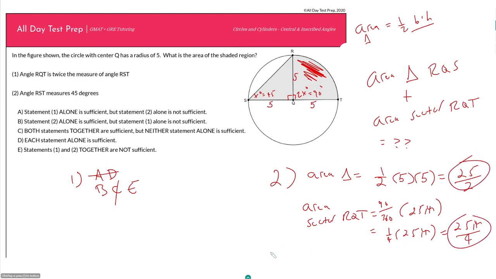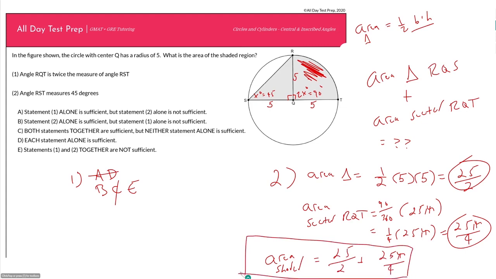So the area of our shaded region is the sum of those two things. 25 over 2 plus 25 pi over 4. I have no idea what that is, nor do I care. I know it is equal to something. And so statement 2, by itself, despite the fact that statement 1 really told us absolutely nothing, statement 2 ended up being sufficient. So B.